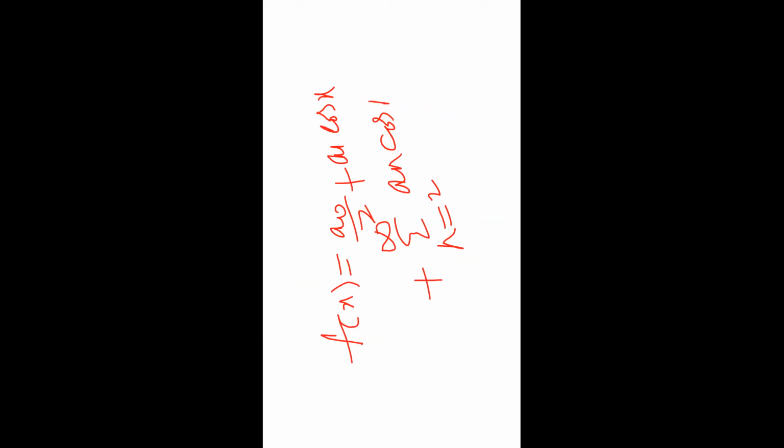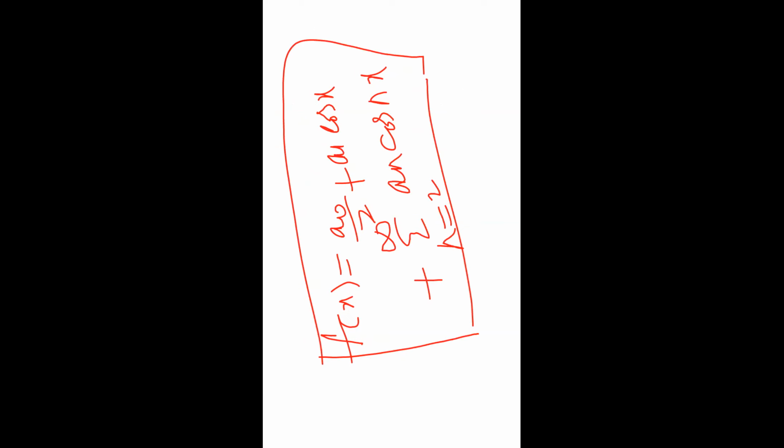So in the f of x formula, a naught by 2 plus sigma, first write the a1 value, a1 cos nx with n equal to 1, cos x, plus sigma n equal to 2 to infinity. So the two answers are different, an cos nx. This is the required expansion of the Fourier series after substituting a naught, a1 and an.